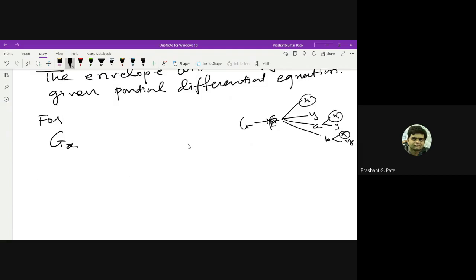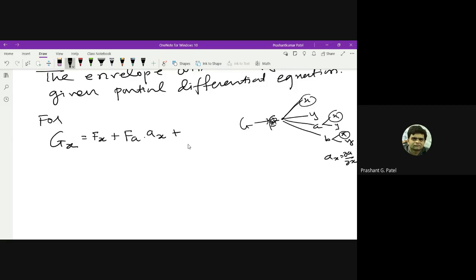First one is del f upon del x into del x by del x, but del x by del x is 1. So that's why it is Fx. Plus, if you go via this one, it is 0. If you go in this path, that is del f upon del a into del a upon del x. So I just write that as Fa into ax in short, where ax stands for del a upon del x.